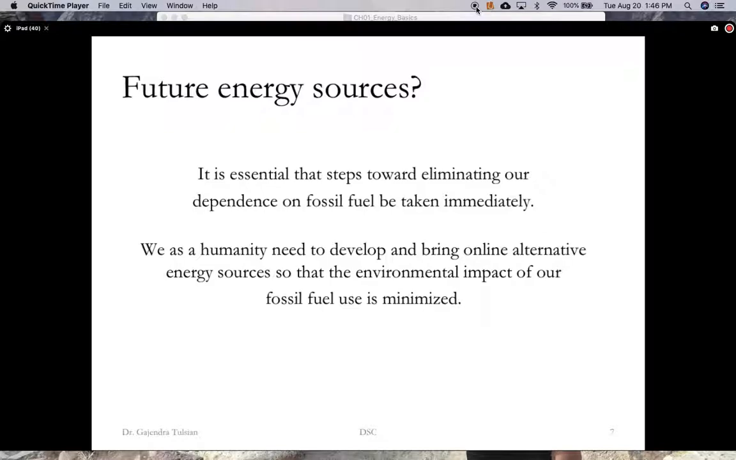So anyway, future energy sources. Because we are warming up the planet, it's essential that steps towards eliminating our dependence on fossil fuels be taken immediately. We as a humanity need to develop and bring online alternate energy sources so the environmental impact of our fossil fuel use is minimized. The alternate energy sources are really the renewable sources like solar, wind, and nuclear, the three main sources. So we need to bring solar, wind, and nuclear online as fast as possible.